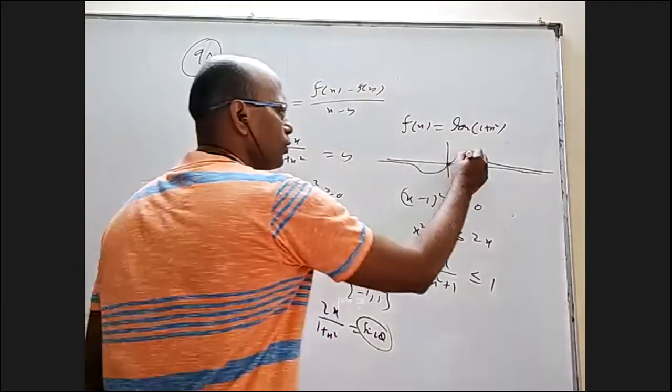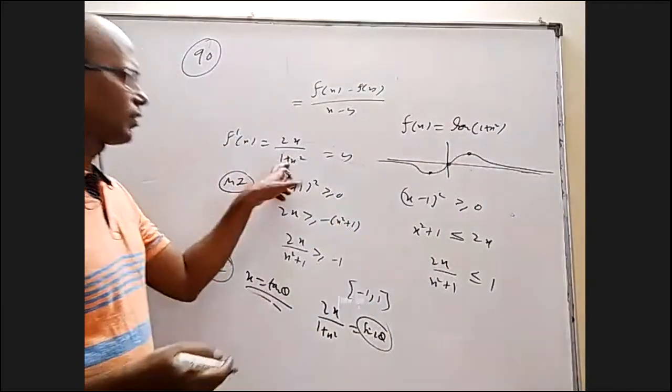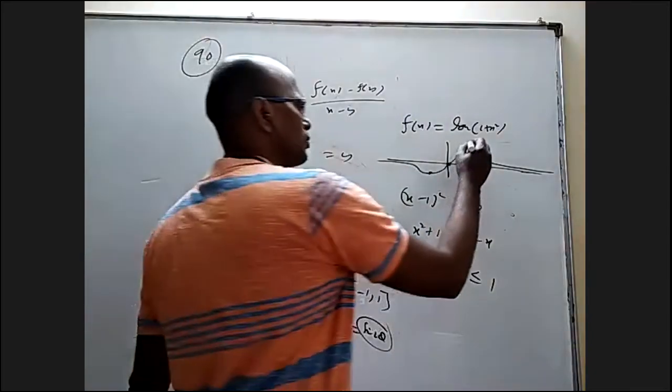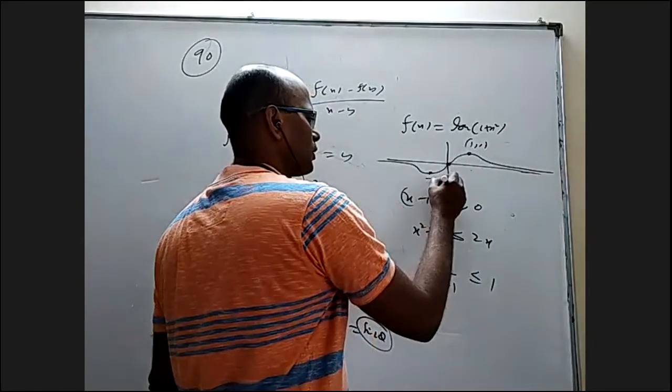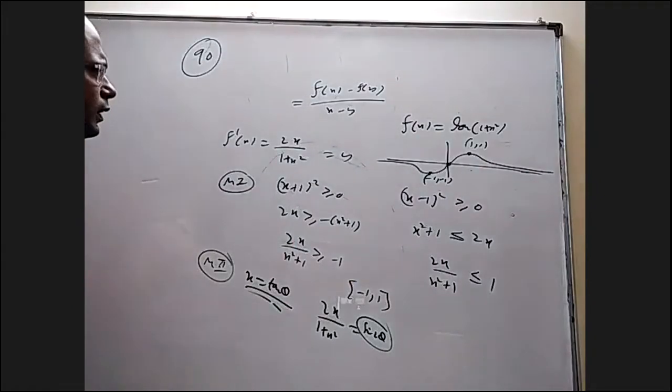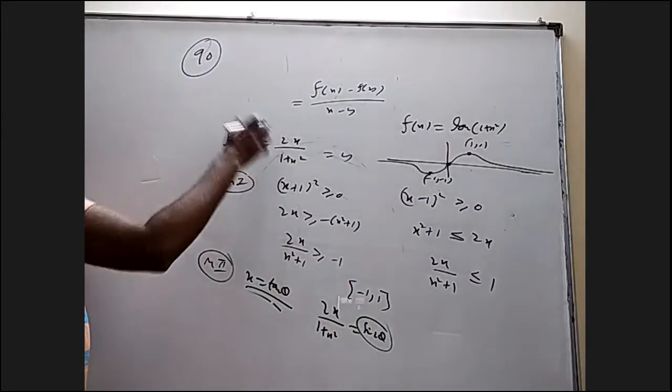How will you know this maximum and minimum? Use calculus. Find the derivative and equate it to 0. You'll get x equal to 1 and minus 1. This point is 1 comma 1. This point is minus 1 comma minus 1. In fact, if you bring this x down, you'll get the AM-GM inequality.